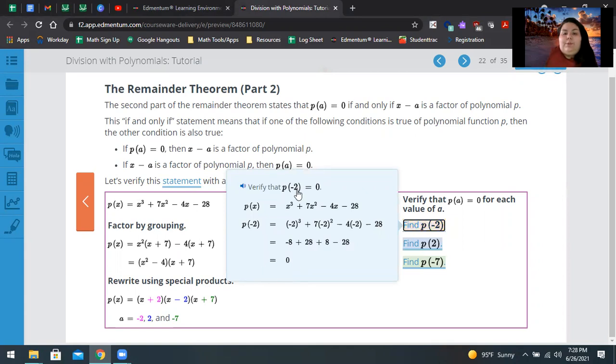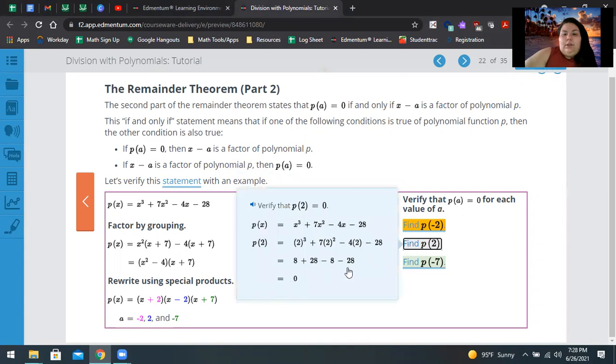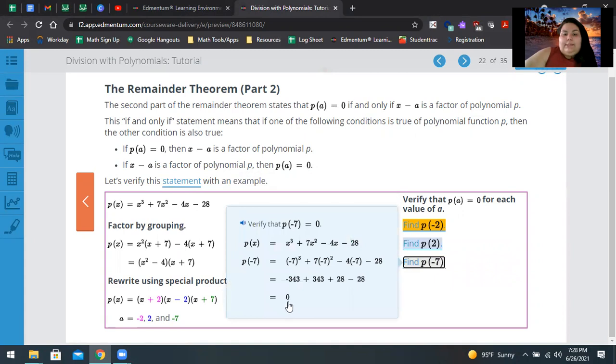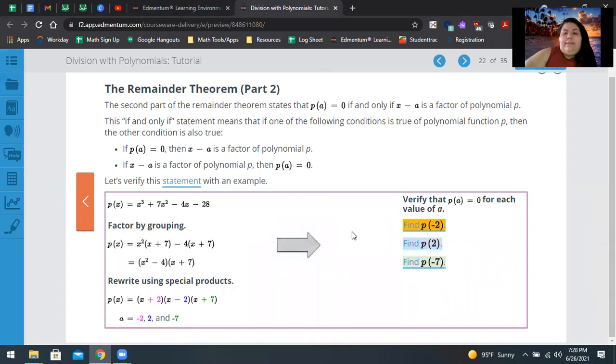Keep in mind, because we plugged in -2, x plus 2 is considered a factor of that polynomial. They did p of 2, which verified that the 2 originates from a factor of p of x. That's why we also get 0. And we get 0 again if we repeat that same thing with the -7.